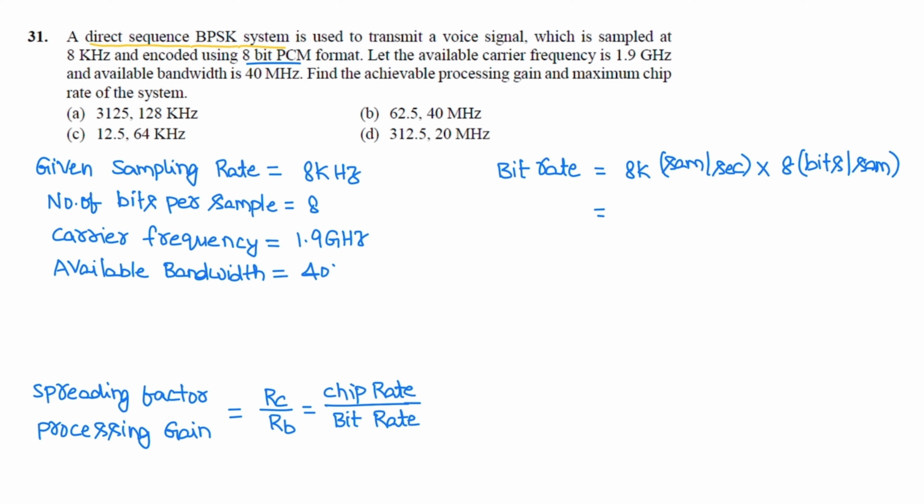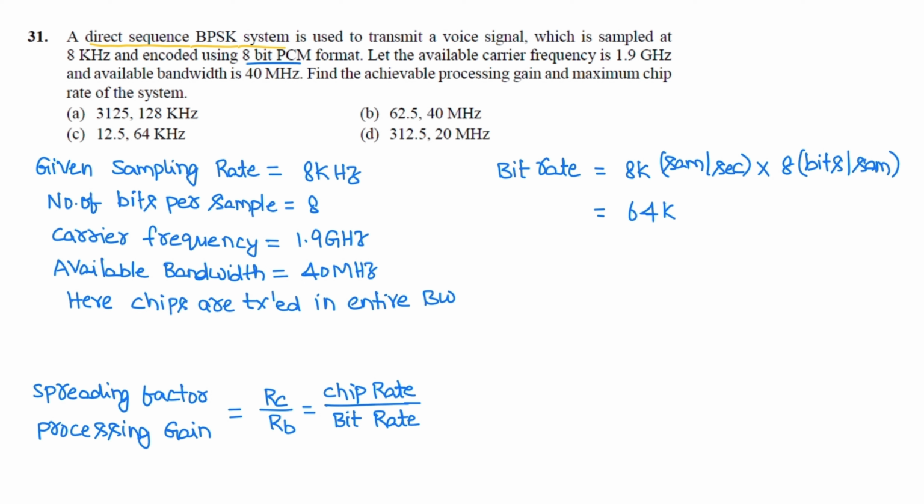So since it is a direct sequence spread spectrum system, here chips are transmitted in the entire available bandwidth. Chips are transmitted in the entire bandwidth of 40 MHz. So let us calculate bit rate. Bit rate is 8 kilo samples per second and 8 bits per sample, that is 64 kbps.